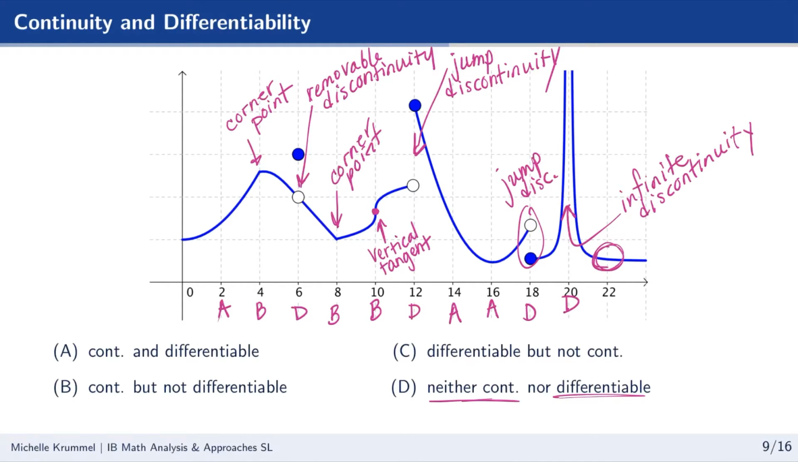And then 22. 22 is a nice happy part of the graph. It's smooth, continuous, differentiable. It's all good.